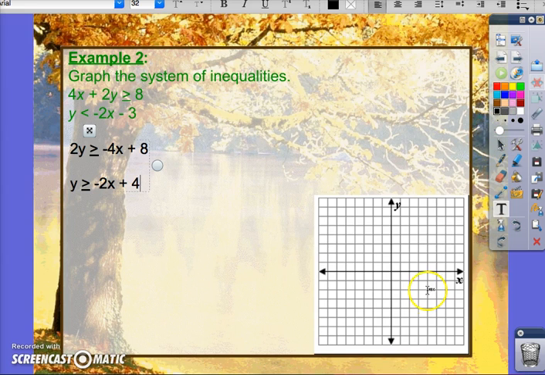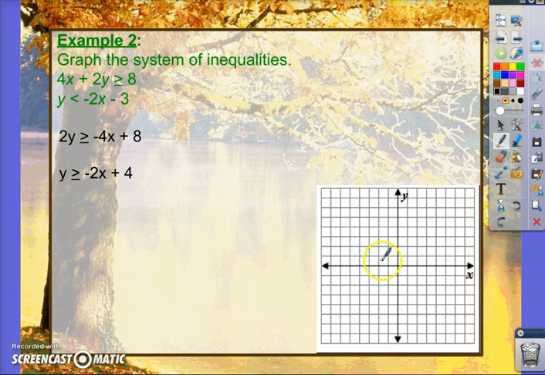All right, so let's switch to the point here. Plus 4, I go up 1, 2, 3, 4, plot my point. Negative 2 is down 2, right 1, down 2, right 1, up 2, left 1, and so on. I ask myself, is it solid or dashed? And I can see that it's solid, so it's or equal to.